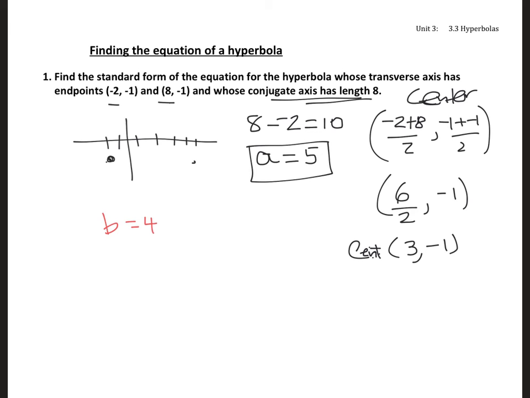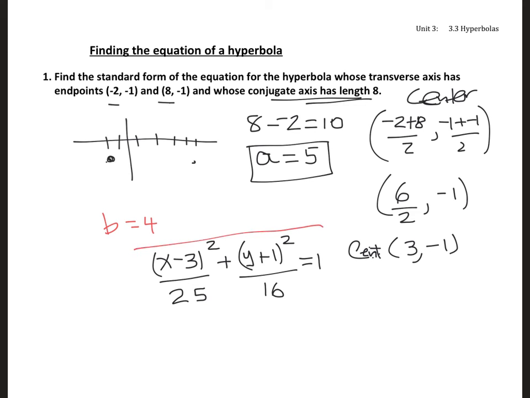So the equation is going to be x minus the center, I know the center, minus 3 squared, plus, and then I know y plus 1 squared, equal to 1, and this is on the horizontal, so this is a squared equals 25, and b squared is equal to 16. So that's the equation right there.